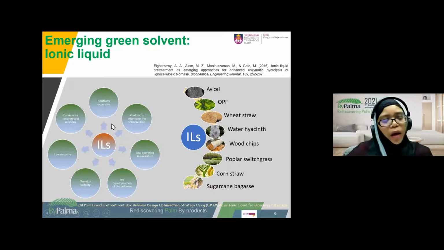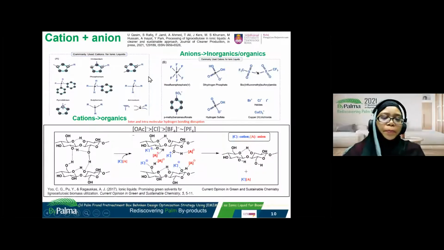Unfortunately, at the moment, the cost of the ionic liquid itself, some of them are still relatively very expensive, but some of them are getting cheaper and cheaper, though relatively still very expensive. In this article by Agabawi, they investigated various kinds of LCB using the ionic liquids, and it's proven to be effective. So what do we have in the ionic liquid?